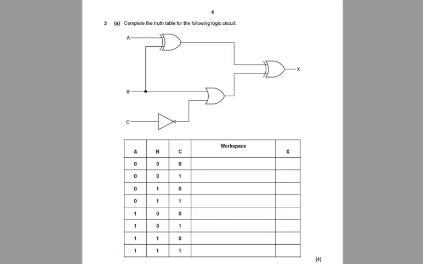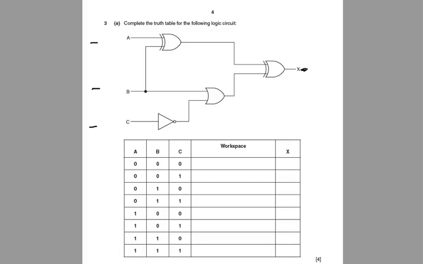So now we can move on to question 3. Question 3 is a truth table logic gates question, and it says complete the truth table for the following logic circuit. So let's do that. We've got our 3 inputs, A, B and C, and we've got our output X, so that's what we're getting here.